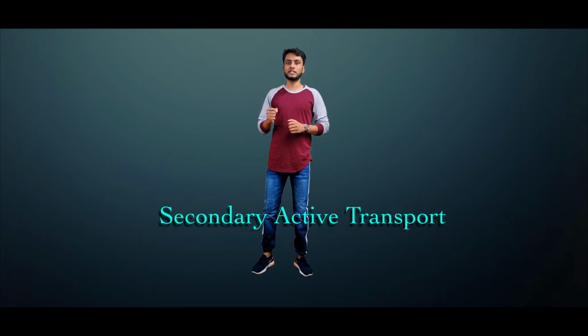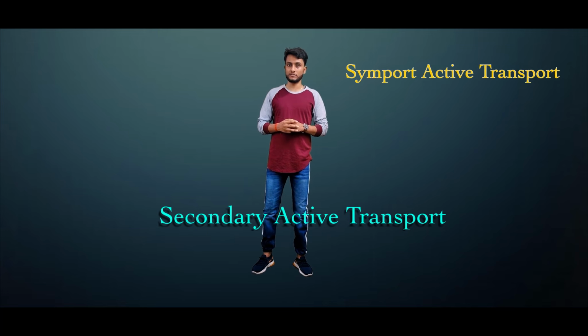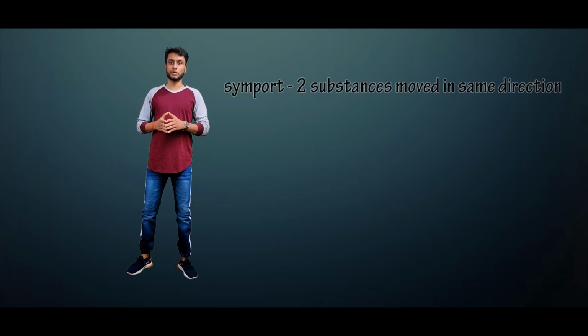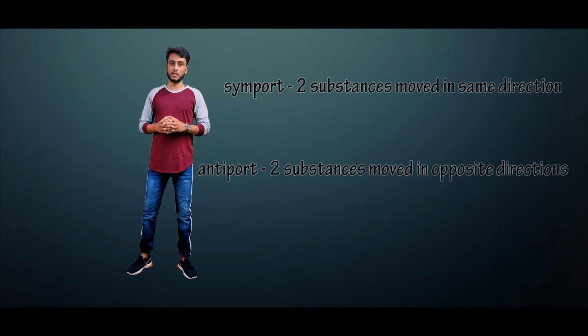Well, secondary active transport is also of two types. First is symport active transport and another is antiport. In symport active transport, two molecules move in the same direction, while in antiport active transport, two molecules move in the opposite direction. Let's understand it with an example.